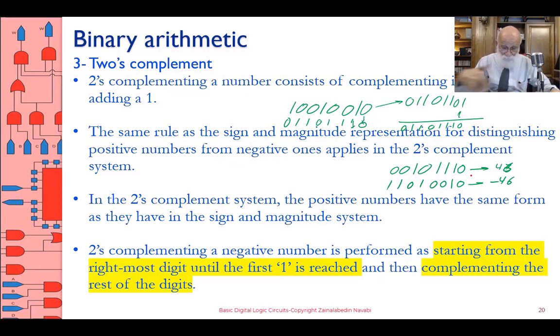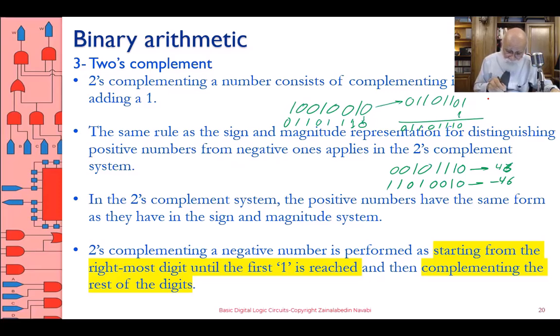So basically, what you read over here is the same thing I've been saying. 2's complementing a number consists of complementing and adding a 1 to it. And you go from positive to negative or negative to positive.